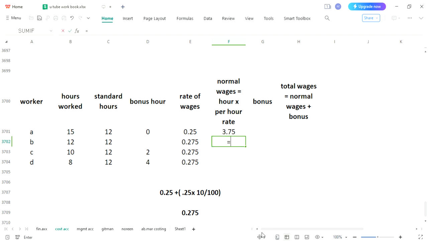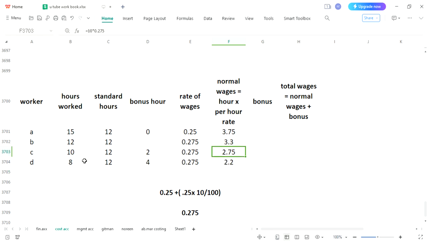For second worker he had worked for 12 hours and rate would be applied 0.275. Better rate would be given to the three remaining workers. His wages 3.3, and next worker C had worked for 10 hours. He would be paid a better rate, 0.275. So it means his wages are 2.75. For third worker he had worked for 8 hours and you will multiply 0.275. In this way you have got wages of all workers.